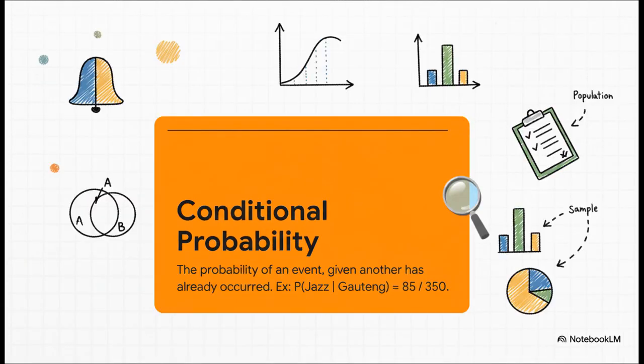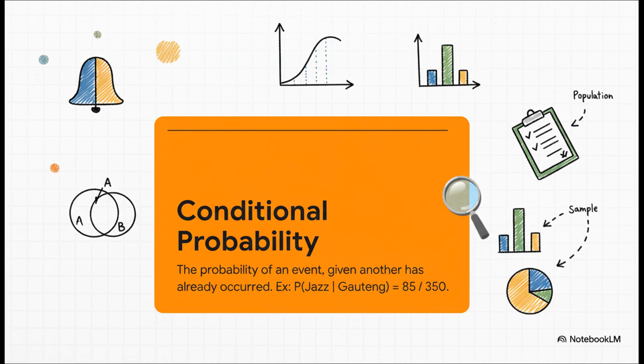Now pay attention, because this is the one that trips people up. Conditional probability. The magic word is given. So, given that we know a person is from Gauteng, what's the chance they like jazz? Here's the crucial part. Our world just shrank.